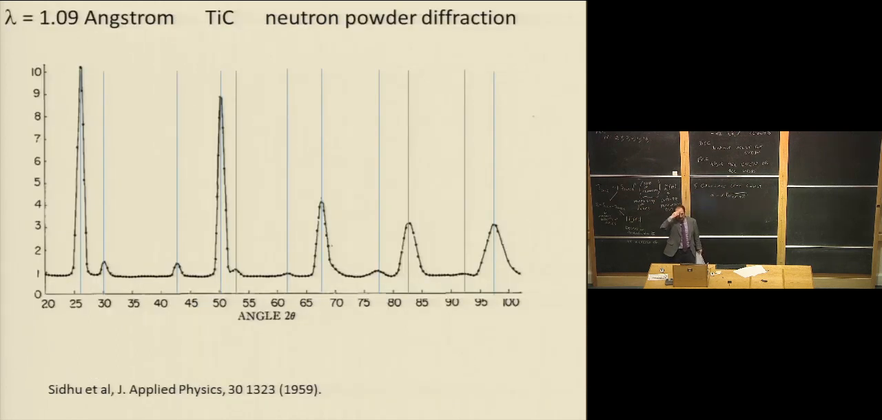This is the example of neutron scattering. Neutron scattering is very similar to X-ray scattering, but it's a little simpler, because the form factor is just a constant. It's just the nuclear scattering length. It's not a function of G.